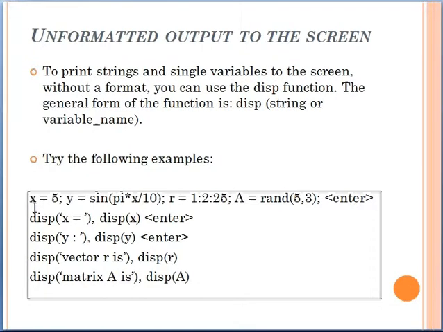That is, I am giving the variable x equal to 5, y equal to sine of pi x by 10, and r equal to 1 to 25 with the difference 2, a equal to rand(5,3), and enter. I am assigning values to these four variables. After that I am displaying them by the command disp. It displays x, y, vector r, and a matrix A.